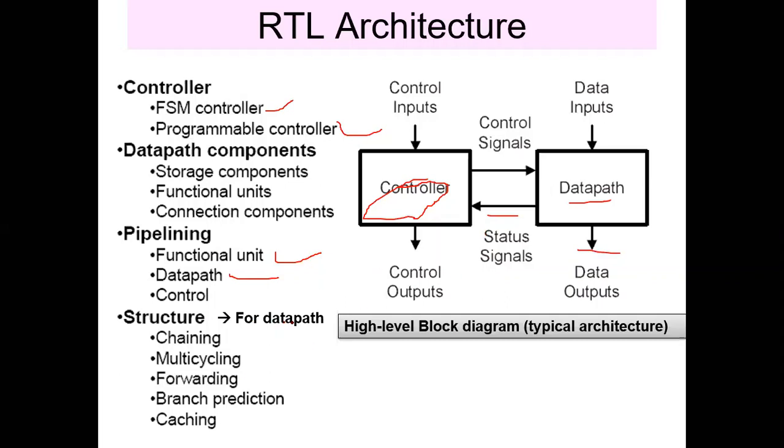Then for improving the performance of the data path, we will have different mechanisms. One is chaining. Chaining means functional units may be connected as a chain, that means the output of one is connected to another. Then multi-cycling. Multi-cycling means a particular block may require more than one clock cycle for generating an output. Then a data forwarding mechanism may be there. Then branch prediction, for improving the performance of the pipeline. And caches. Cache may be used for memory, to improve the access time.